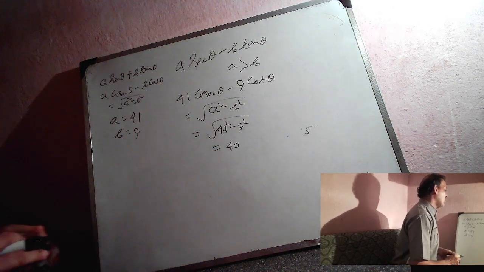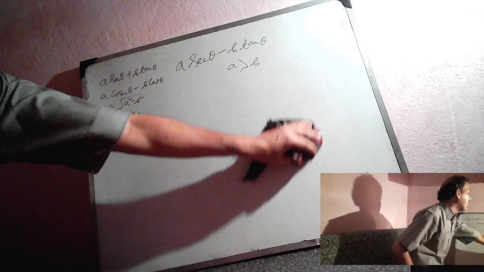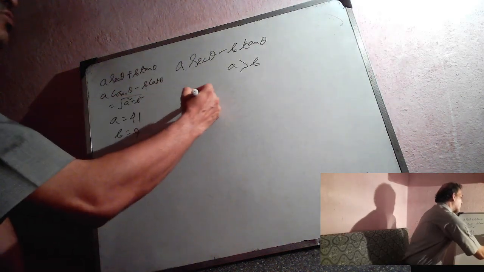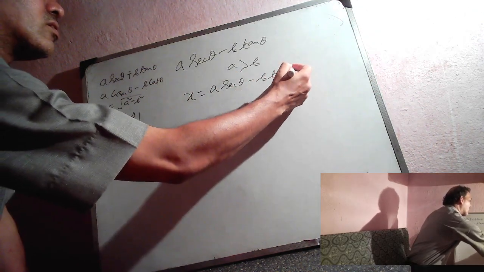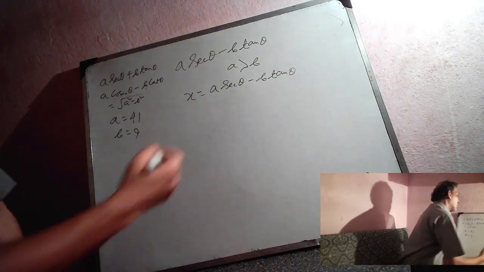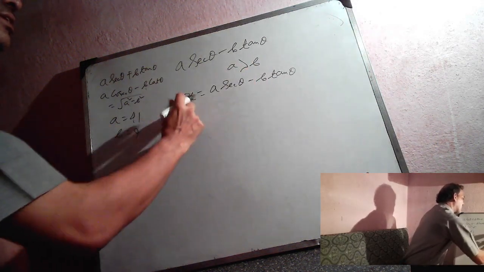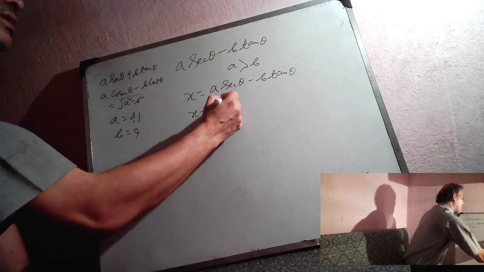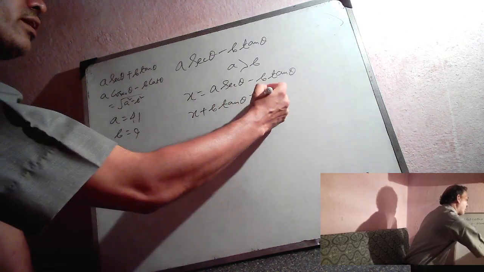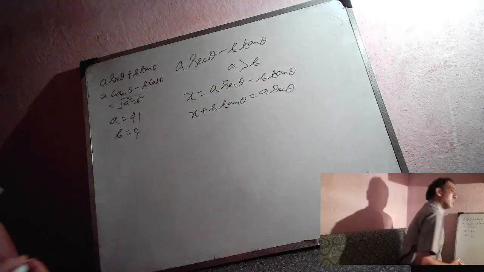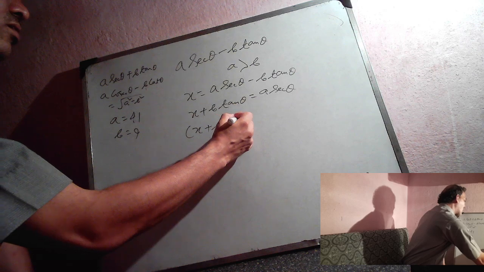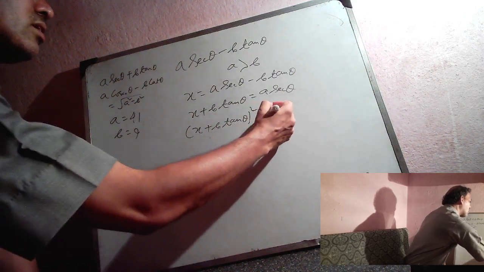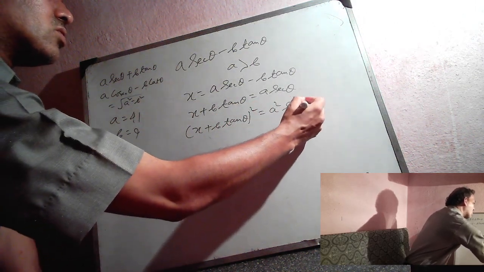Now how will you prove that its minimum value is under root a square minus b square, given a greater than b? Let x equal a sec theta minus b tan theta. Now transpose b tan theta here, so we have x plus b tan theta equals a sec theta. Squaring, (x plus b tan theta) whole square equals a square sec square theta.